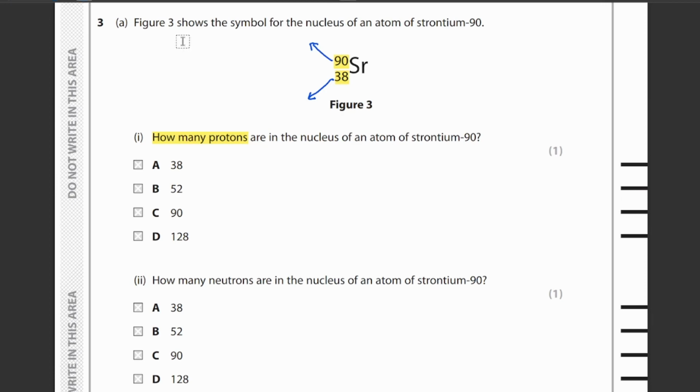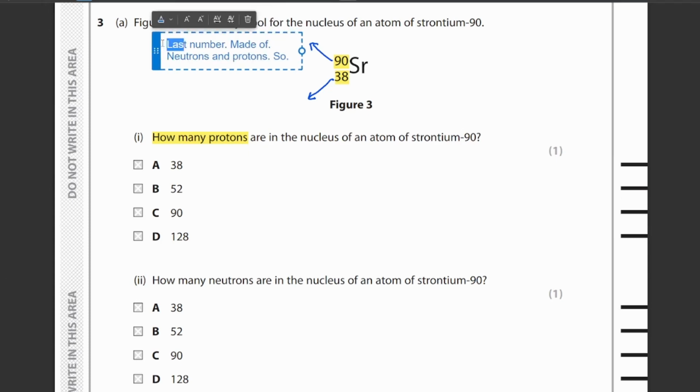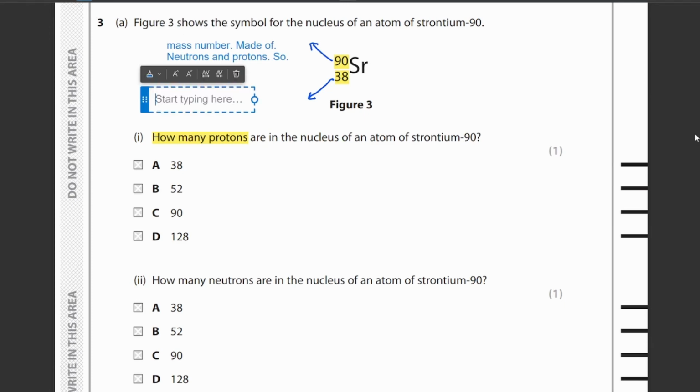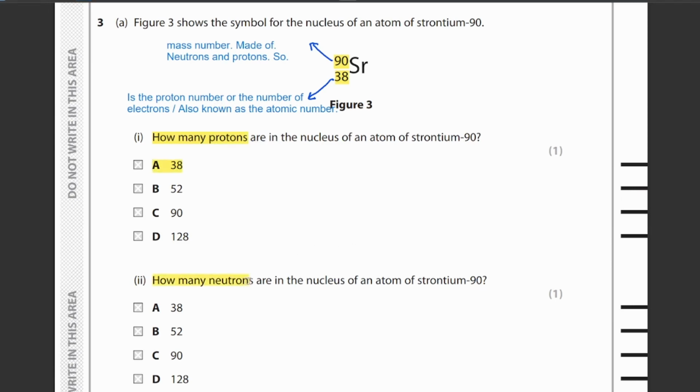This top number is the mass number, made of neutrons and protons. So that's the mass number. And this bottom number is the proton number, or the number of electrons, also known as the atomic number. So how many protons are there? It's 38. So let me highlight the answer. The answer is 38.